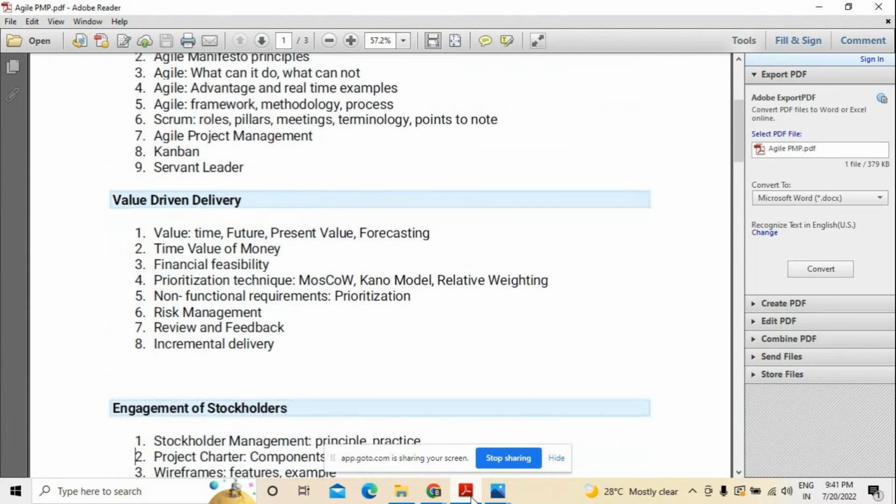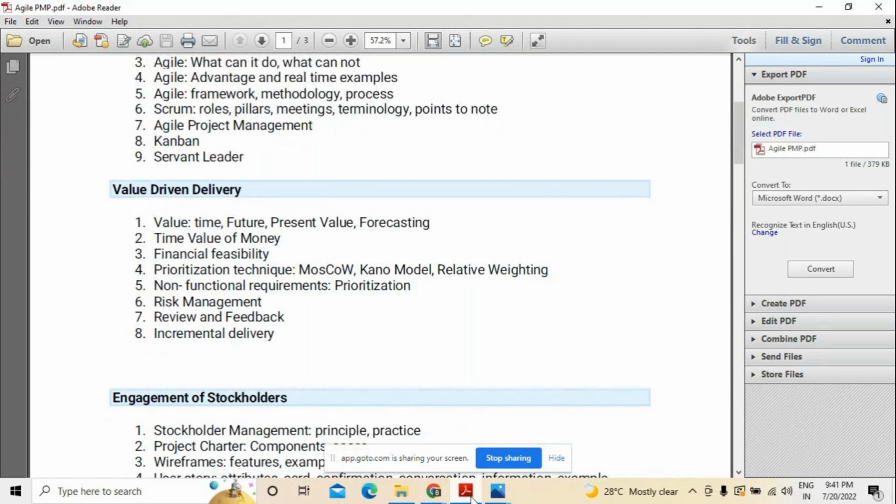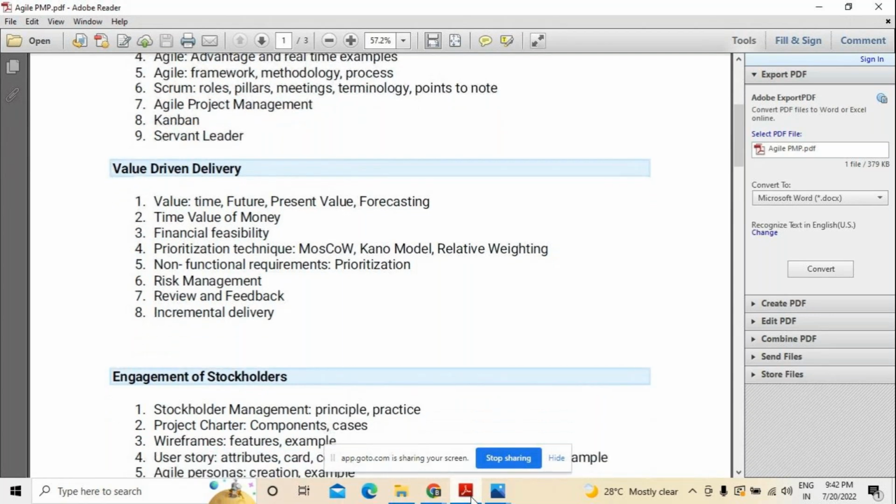Value driven delivery we have discussed so far. Next, the Kano model, we haven't discussed the Kano model so far. We need to. Whereas MoSCoW and everything, yes, we have done. Non-functional, yes. Risk management, anyway, I'll give you risk management again. That's all we discussed. Integrated delivery, yes, you know it.